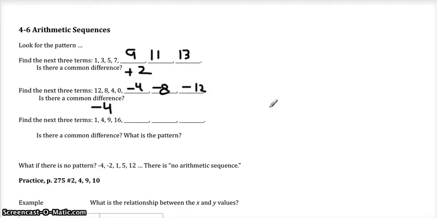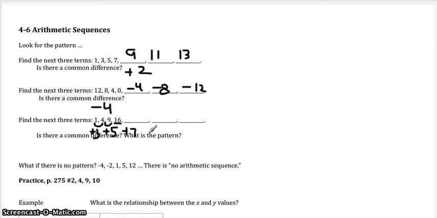Now the next one, we have 1, 4, 9, and 16. Is there a common difference? Is there something that's happening that's the same to get from one number to the next in this pattern? There isn't a common difference, but there is a pattern. If you go from 1 to 4, you'll notice that we have a +3. And going from 4 to 9, you have a +5. And from 9 to 16, it's a +7.